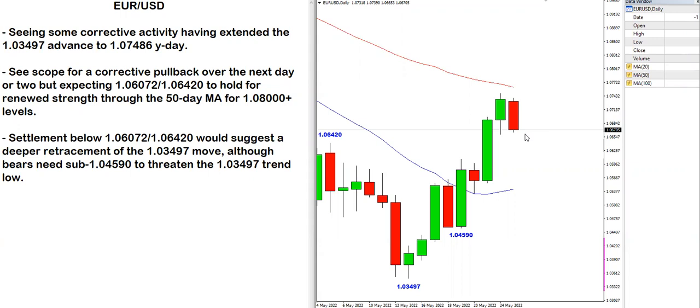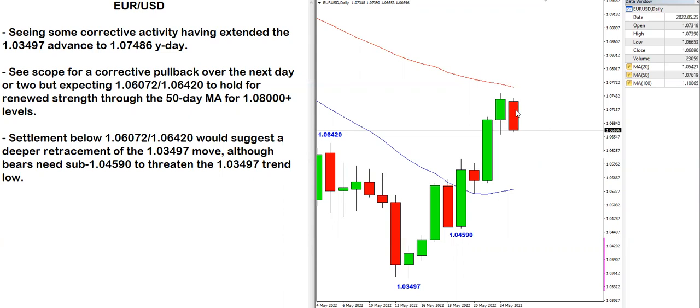I don't think the dip should be going much below 106.42, 106.072, a little bit lower down. So quite a big support zone that we're looking to challenge on this little pullback. But ultimately, the structure is quite constructive from 103.497, and looking for the formation of a higher low in this region for an extension of the rally up through the swing high at 107.486.